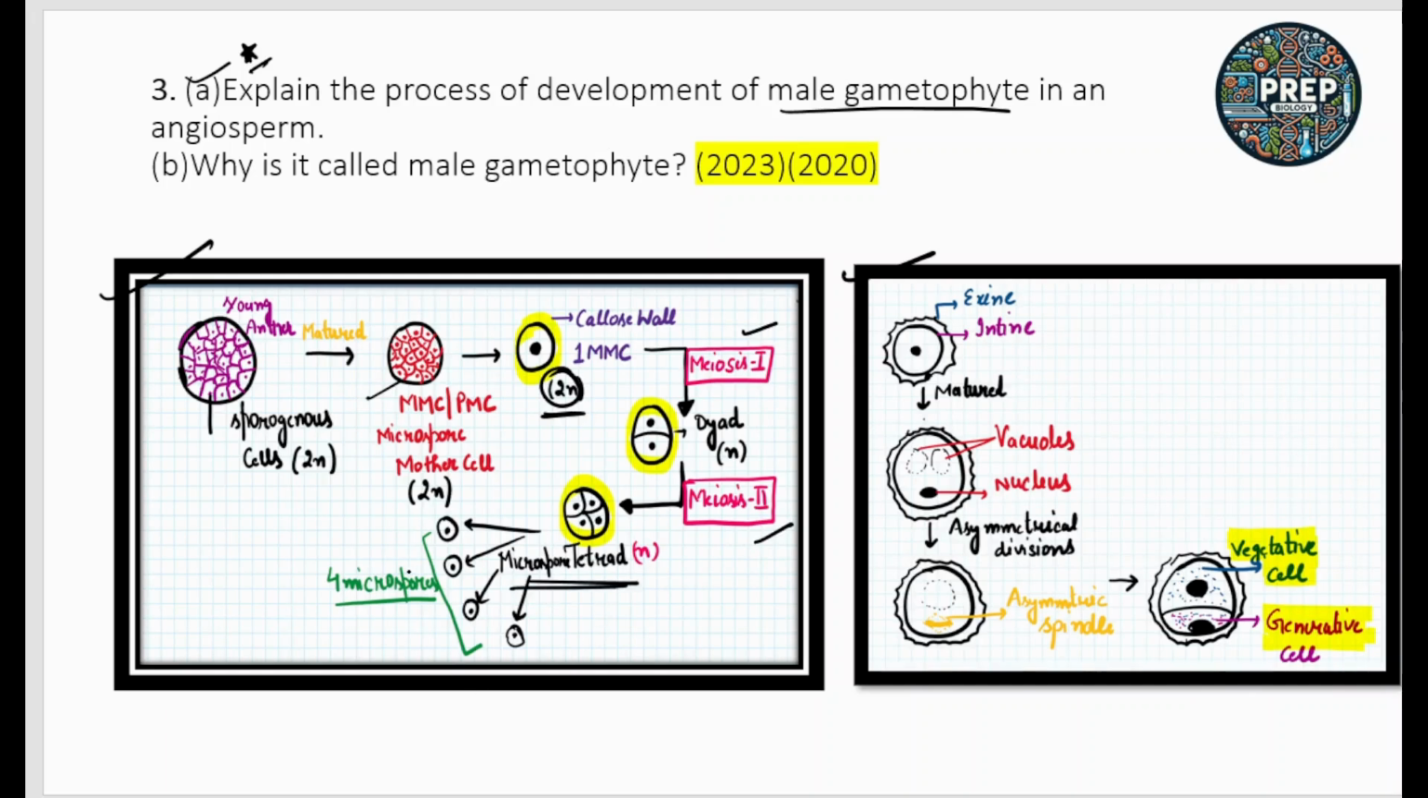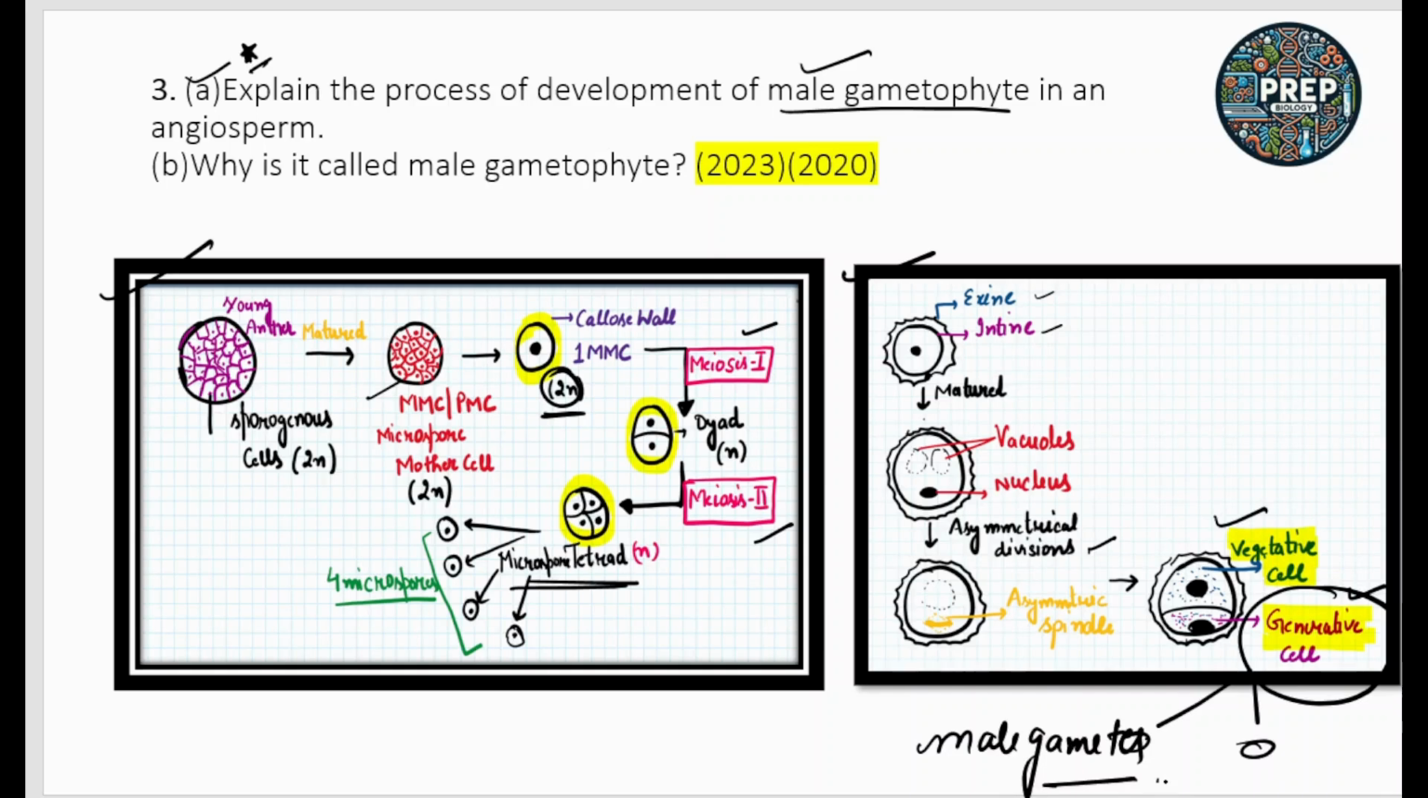Four microspores are present. One of the microspores, that is the pollen grain having the exine and intine, will mature, and an asymmetrical division occurs and forms the vegetative cell and generative cell. So these two diagrams are very important for the development of the male gametophyte. Why is it called male gametophyte? Because at the end this generative cell will form the two male gametes, that's why it is called the male gametophyte. The development of the male gametophyte, the structure and the process, is very important.